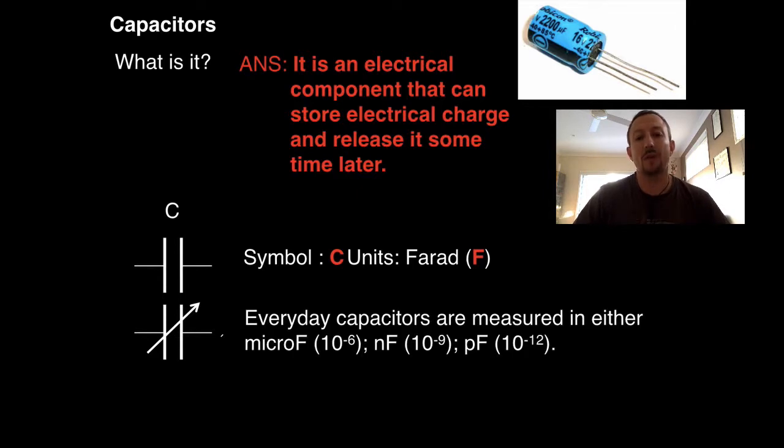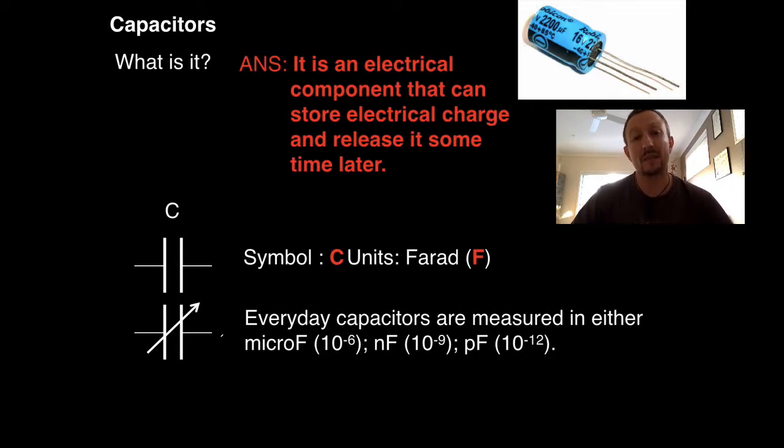However, most capacitors are measured in a lot smaller units of farads, so you get microfarads, 10 to the negative 6, nanofarads, 10 to the negative 9, or picofarads, 10 to the negative 12. Now, it's very, very important that you understand these prefixes, because where you'll be given a capacitor in a scenario, you'll be expected to utilize the capacitance, or the size of the capacitor, and convert it into farads.